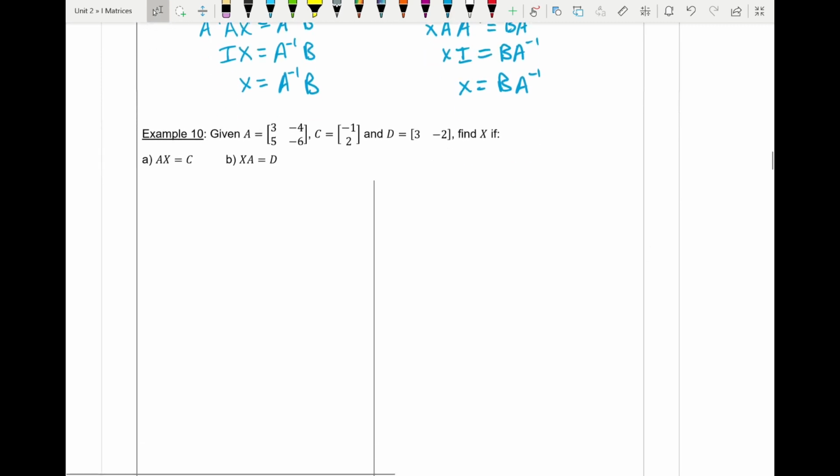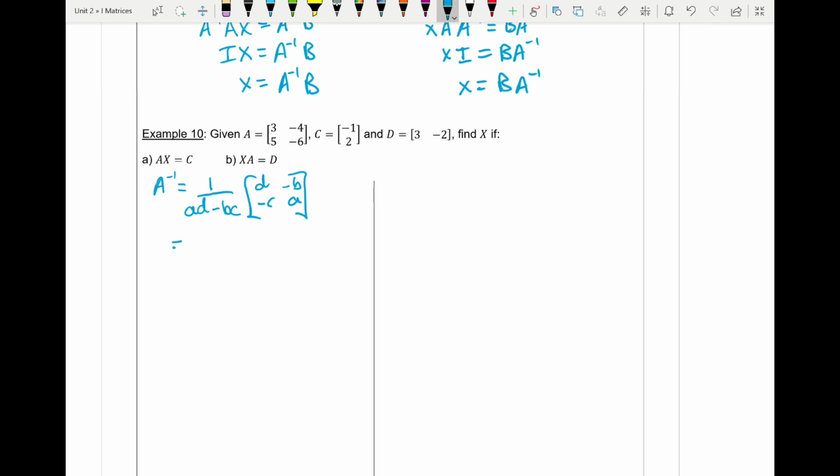So we've got A equals 3, 5, negative 4, negative 6. What I first want to do is determine what is my A inverse. So, reminder, that's 1 over AD take BC times, if it was ABCD, we want it to be D, negative B, negative C, A. So the main diagonal swaps and the off diagonal becomes negative.